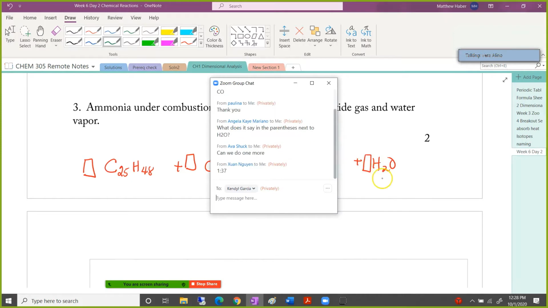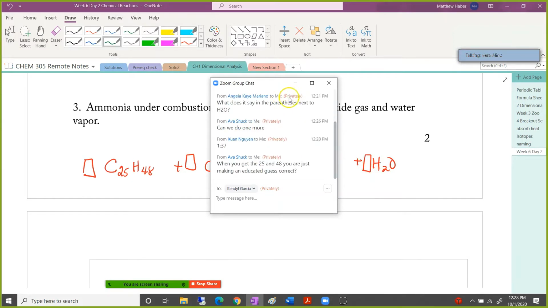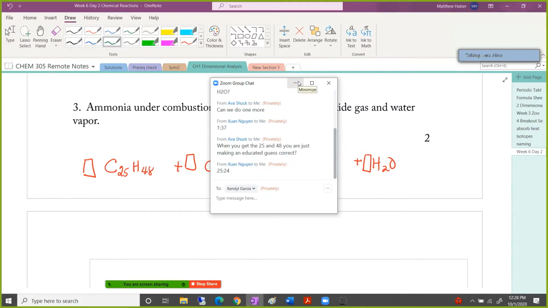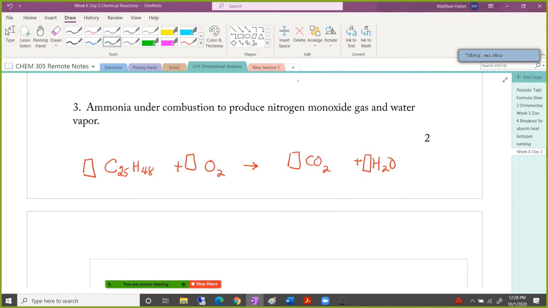Has someone had the coefficient already? You said 1:37. I am not making an educated guess. So there is some formula to that.